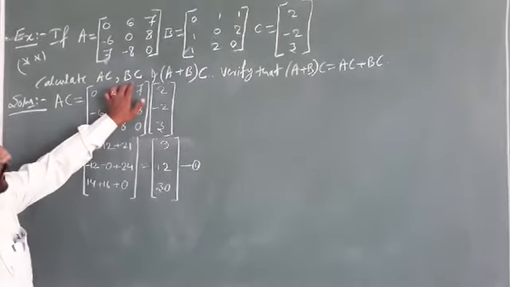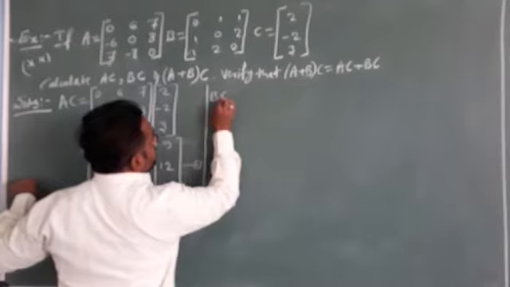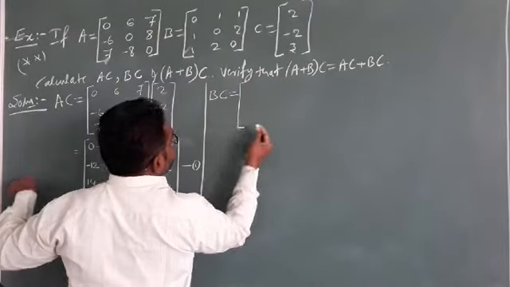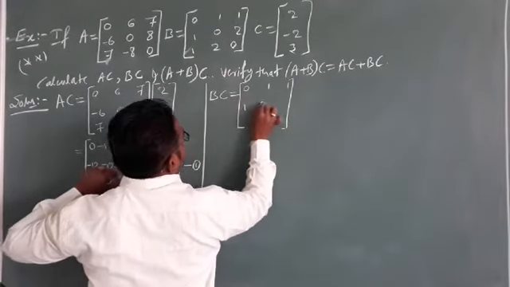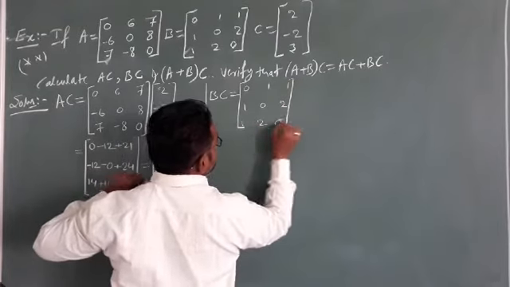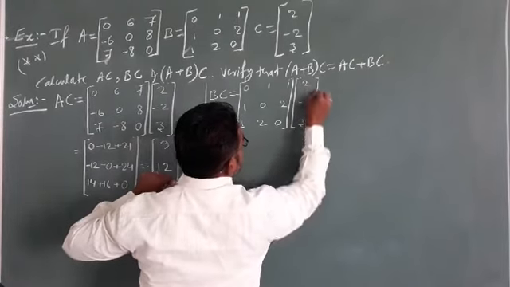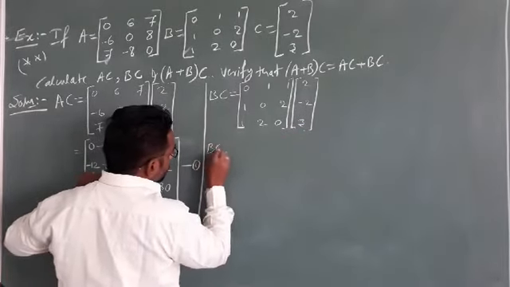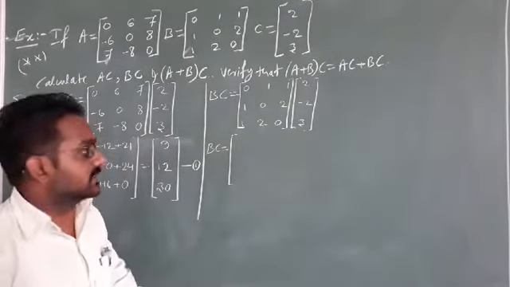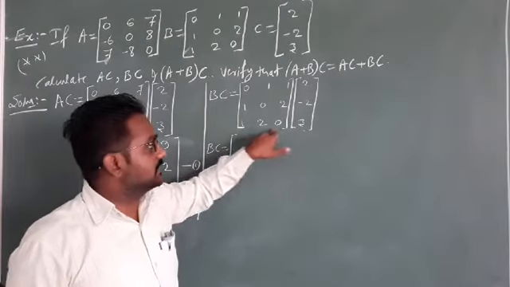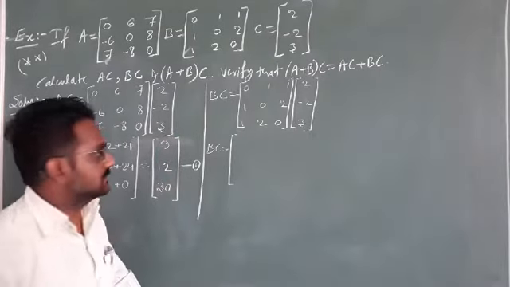Next, we have to find the result BC here, students. B into C. What is the matrix B? It is 0 1 1, 1 0 2, 1 2 0, and the column matrix 2, minus 2 and 3. This is the BC. So what would be the result of this? It is a 3 by 1 matrix again, because B is a matrix of 3 by 3 and C is a matrix of 3 by 1. So we will get a 3 by 1 matrix here.